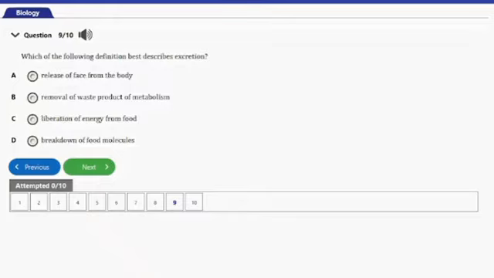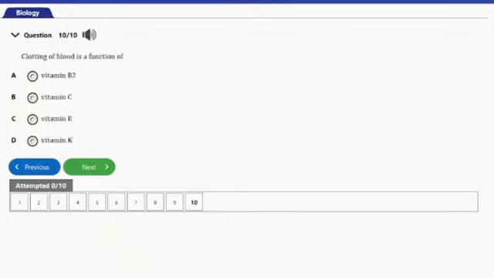Question number 9 here, and it says, which of the following definitions best describes excretion? A, release of feces from the body. B, removal of waste products of metabolism. C, liberation of energy from the food. D, breakdown of food molecules. So guys, the answer to this question is option B here, and that's removal of waste products of metabolism. So that's it for that question. Let's go ahead and consider the next and the last question here.